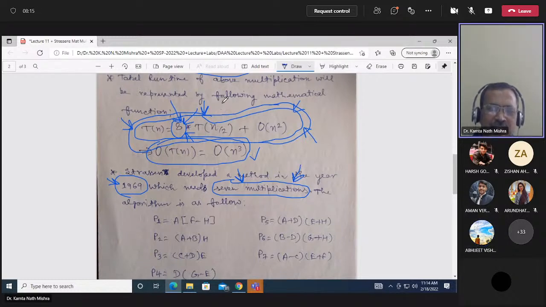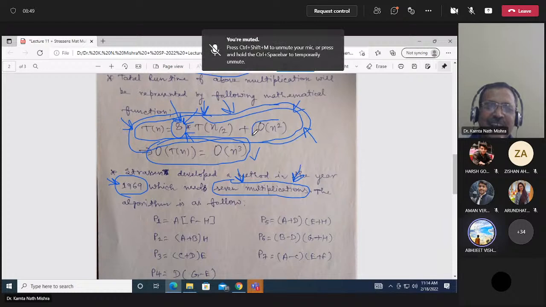Yeah, so the previous case, the brute force, was T(n) = 8T(n/2) + O(n²). And this time it will be T(n) = 7T(n/2) + O(n²). So if you use Master's theorem and compute its order, will it be more than n³ or less than n³?